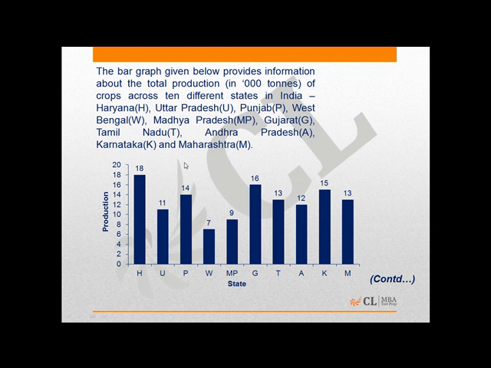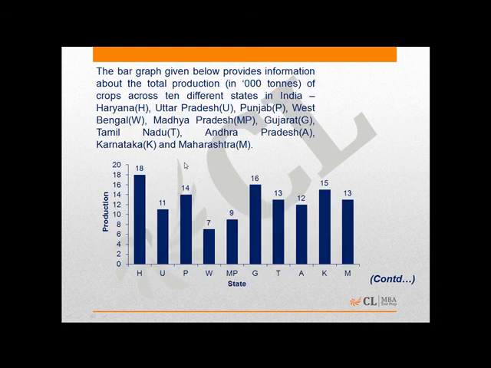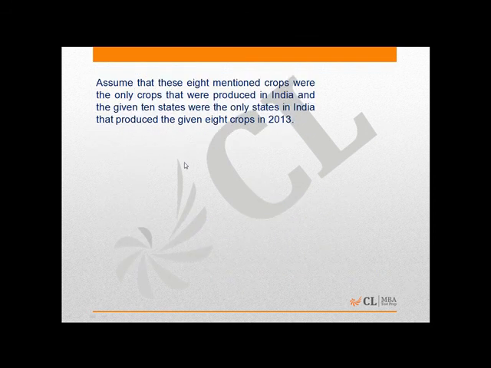First of all, you need to observe that the summation of all these values is 128, as well as the summation of all these values is also 128. It is also given in this paragraph that assume that these 8 mentioned crops were the only crops that were produced in India, and the given 10 states were the only states in India that produced the given 8 crops in 2013.